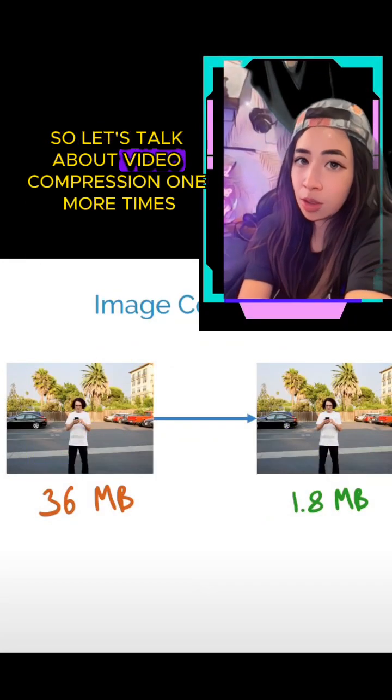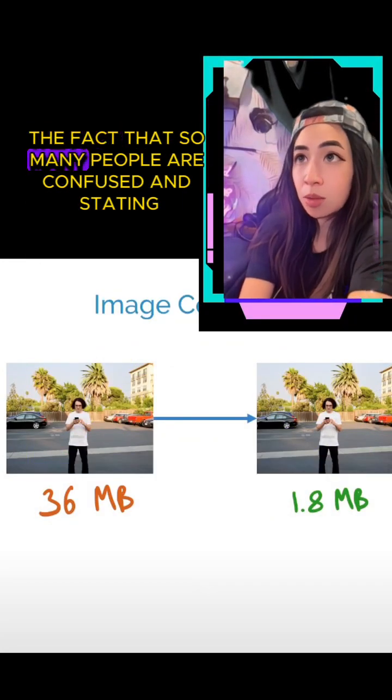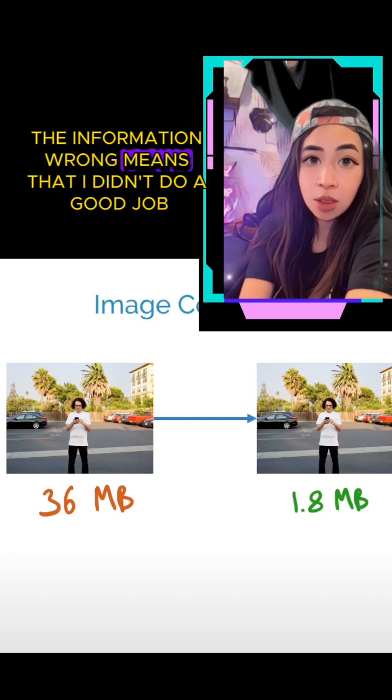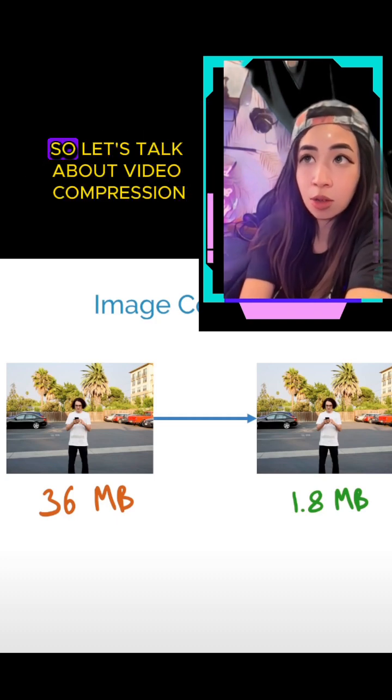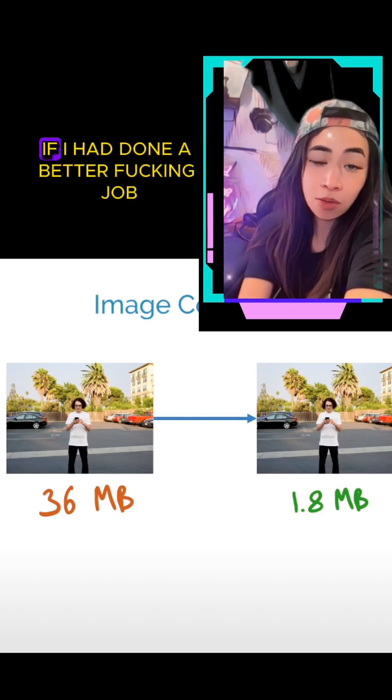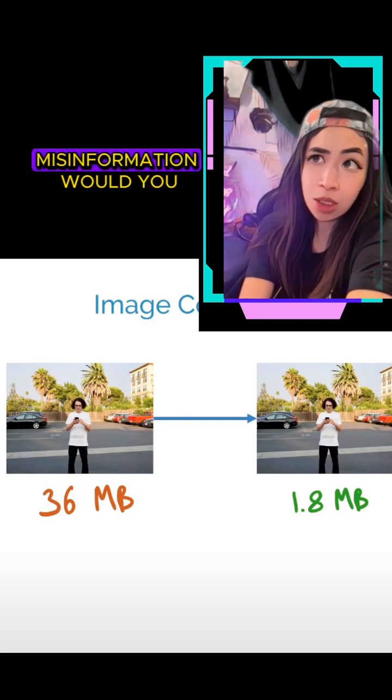So let's talk about video compression one more time. The fact that so many people are confused and stating the information wrong means that I didn't do a good job. So let's talk about video compression one more fucking time. It's not on you, it's on me. If I had done a better fucking job, you wouldn't be repeating misinformation, would you?